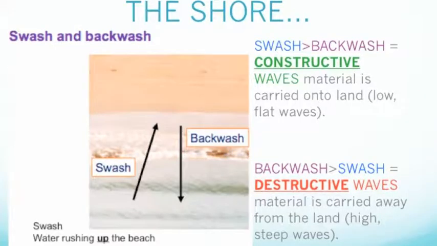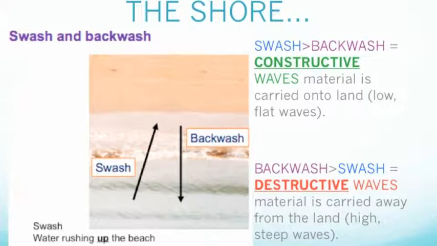So as the waves break on the shore, we need to think about what type of waves that they are. So are they constructive, are they destructive? If you see on the diagram, you've got an arrow pointing towards the beach where the sea runs up the beach, that's the swash, and as the sea pulls back down the beach, that's the backwash. So swash is water rushing up the beach and backwash is water rolling down the beach.